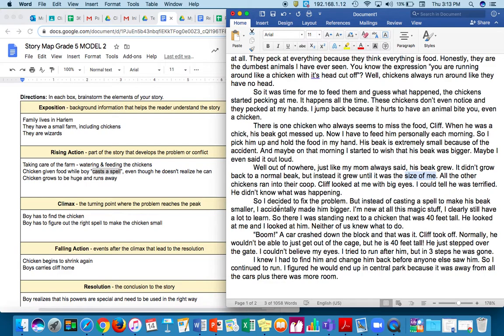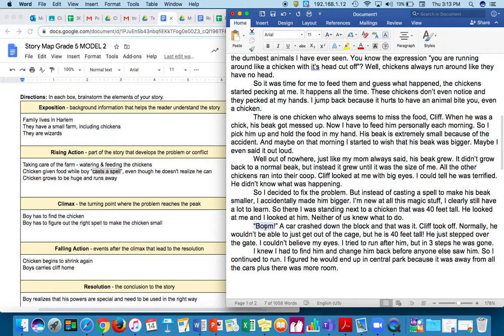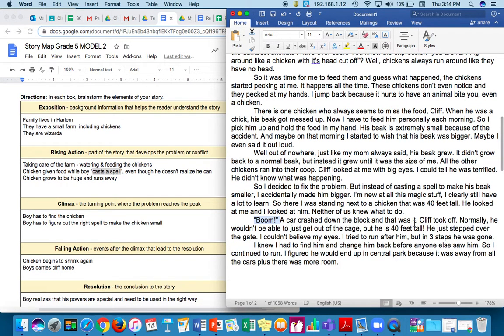Instead of fixing the problem, he casts a spell. So I decided to fix the problem, but instead of casting a spell to make his beak smaller, I accidentally made it bigger. Again, he doesn't realize how to do these spells. "I'm new with this magic stuff," he says. He doesn't realize really how to do that, so he's trying his best. And then adding in some noise that we might hear in the city, like boom, when a car crashed, and that is why the chicken, Cliff, ran away.